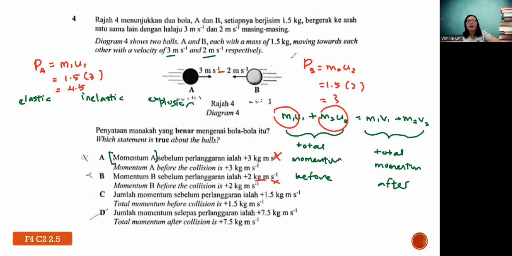So that's why for B, you're supposed to have a negative. So if you add, you will have 4.5 plus negative 3 before. So you're supposed to get 1.5. Yes, so this is the correct value. And like I said, based on this principle, they should be equal. That means after collision, it must also be 1.5. You see, total momentum after is 7.5 for this one, so therefore it is not correct. Okay, so the correct answer is C.